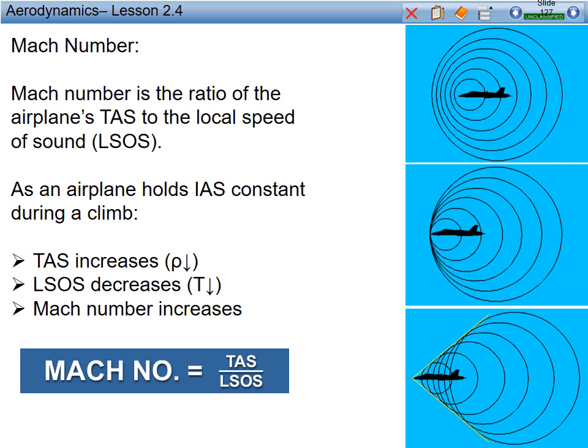Mach number is the ratio of an airplane's true airspeed to the local speed of sound. As an airplane holds a constant indicated airspeed during a climb, true airspeed will increase due to a decrease in density, and local speed of sound will decrease due to the decreased temperature. Thereby, as altitude increases at a constant indicated airspeed, Mach number will increase.